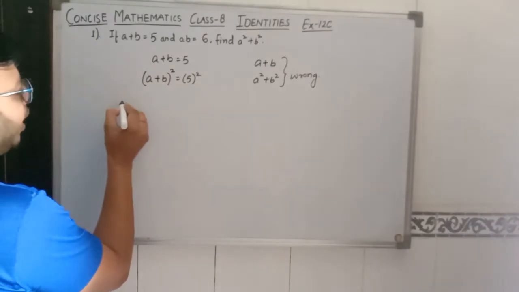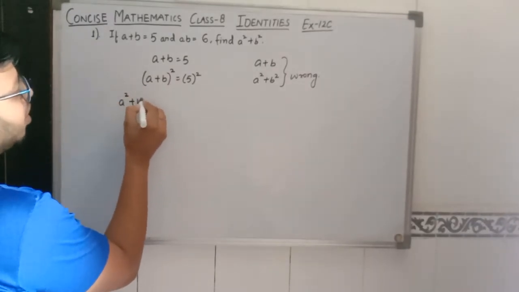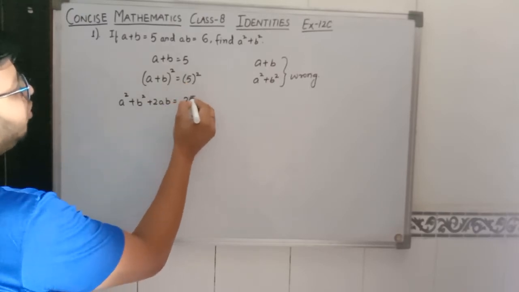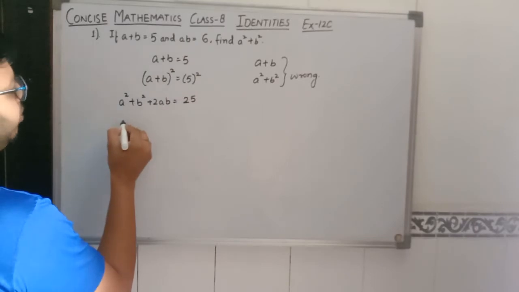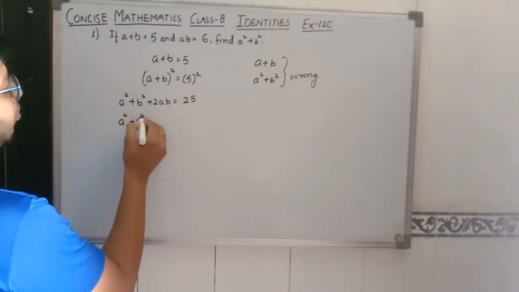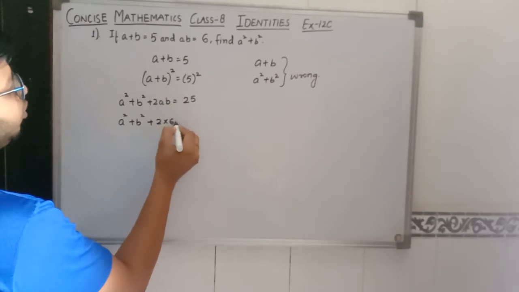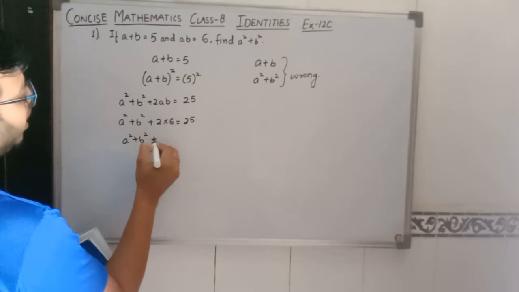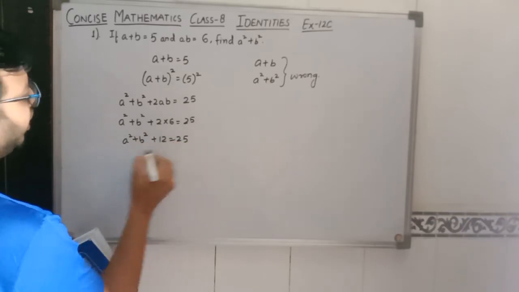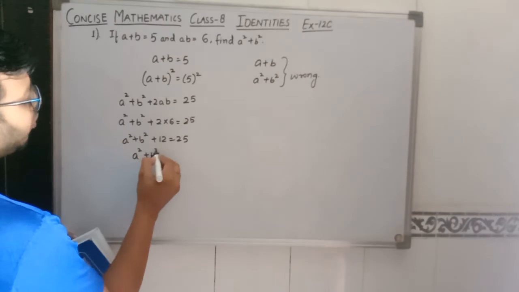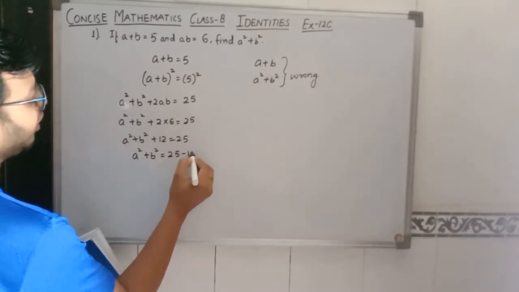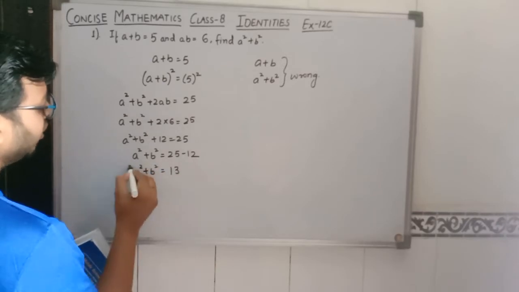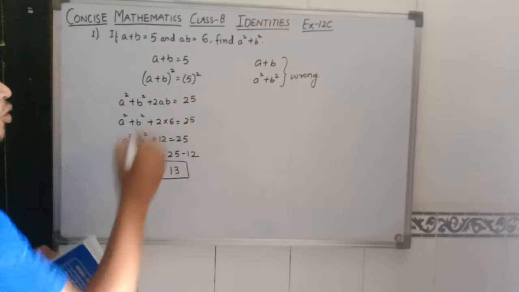Now, (a plus b) whole square, the identity is a square plus b square plus 2ab is equal to square of 5, which is 25. Now the value of ab is 6. So a square plus b square plus 2 into 6 is equal to 25. Now a square plus b square plus 12 is equal to 25. Finally, a square plus b square will become 25 minus 12, and overall a square plus b square will become 13. So that is the final answer which we had to find.